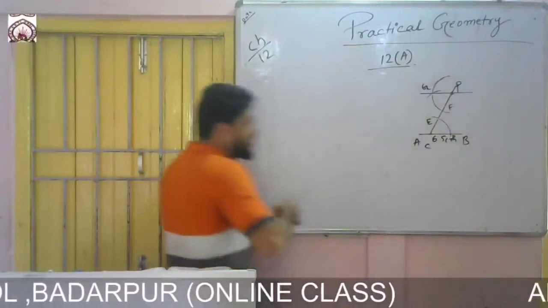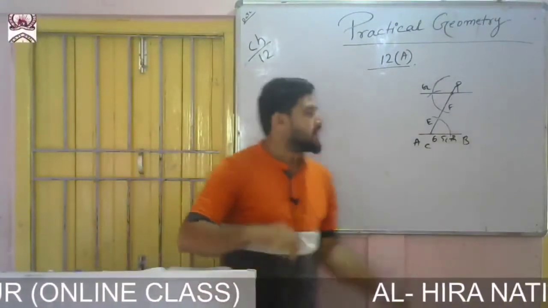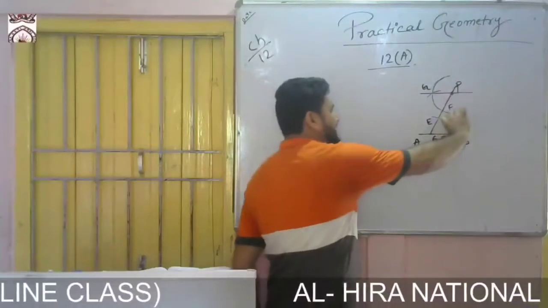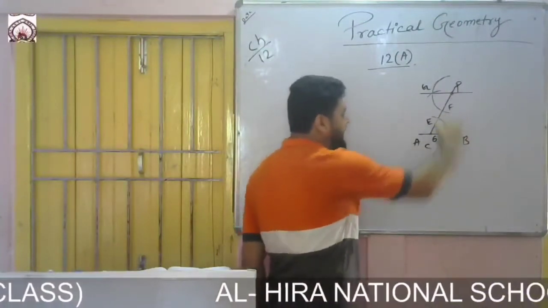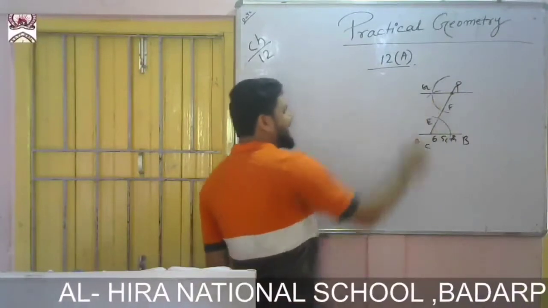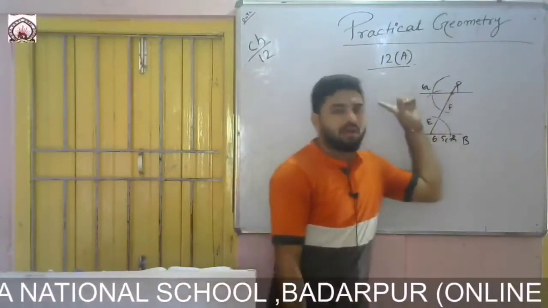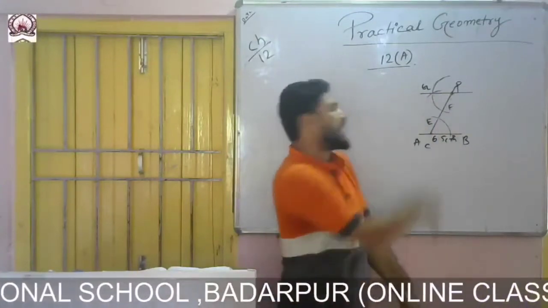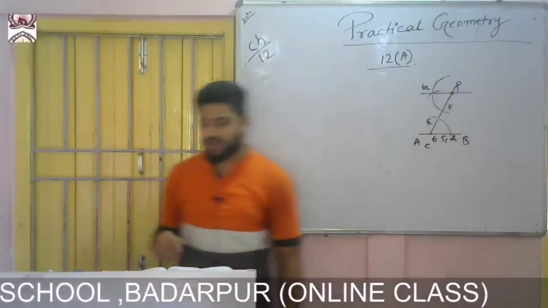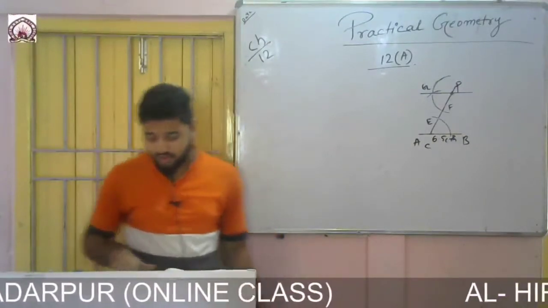Now placing your compass needle at F, the measurement whatever you have taken from ED, you just cut it. Whatever point of intersection you get, through this point of intersection you draw the line. This will be parallel to line AB. So that is the construction. Now let us write the steps of construction.